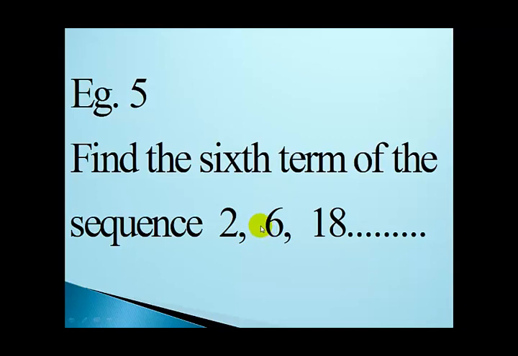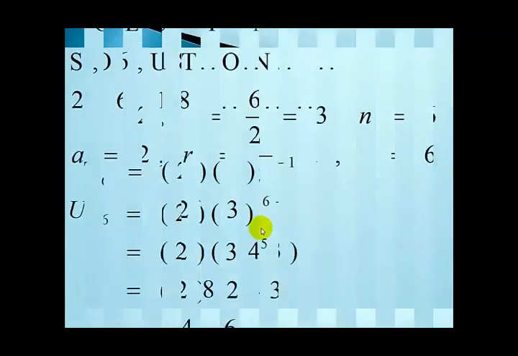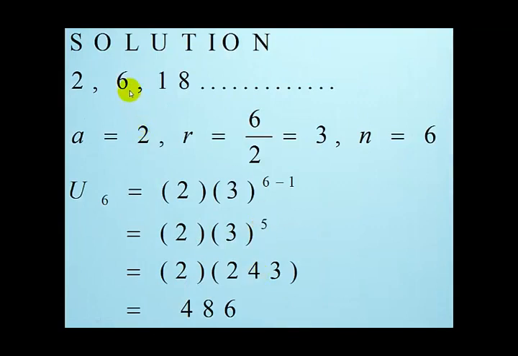Now let's look at the solution. From the question, we were given the sequence 2, 6, and 18. So the first term a is equal to 2, and the common ratio is 6 divided by 2, that is the second term divided by the first term, which is equal to 3. Now we have to find the sixth term, that means that n is equal to 6.